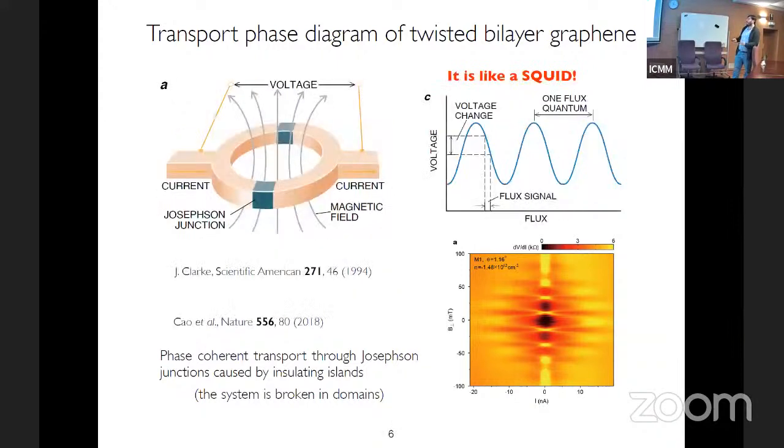Okay, so the way I understand this is, if you take a vertical section in the lower right-hand side of the figure here, this corresponds to oscillations of the voltage as a function of flux or magnetic field, and this is the characteristic signature of a superconducting quantum interference device, a SQUID. So what this is telling us is that the superconductivity in this moiré system is sort of percolative. The superconductivity is not uniform in the system, which I think is an interesting point to emphasize.